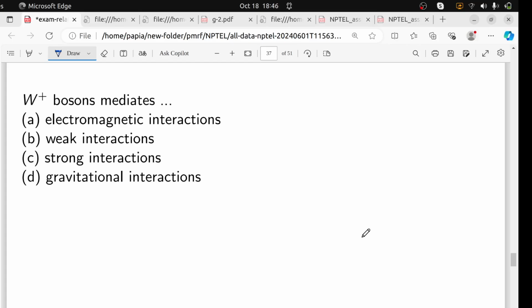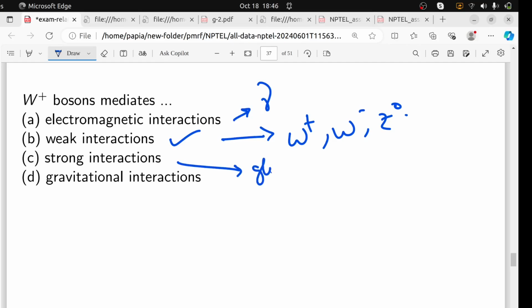Anyone? Weak interaction. Very good. Weak interaction is mediated by W plus, W minus, Z0. And I can write that electromagnetic interaction is given by the photon, gamma. Strong interaction is mediated by gluons, and gravitational interaction by the graviton.